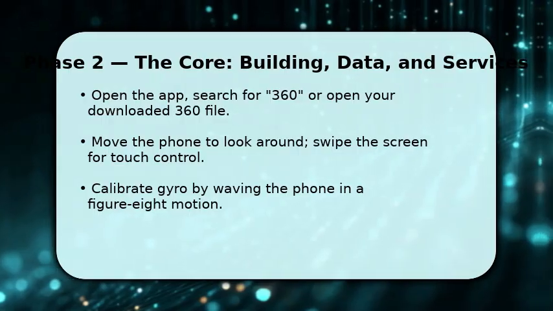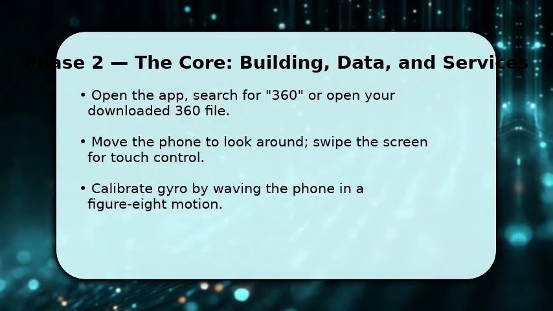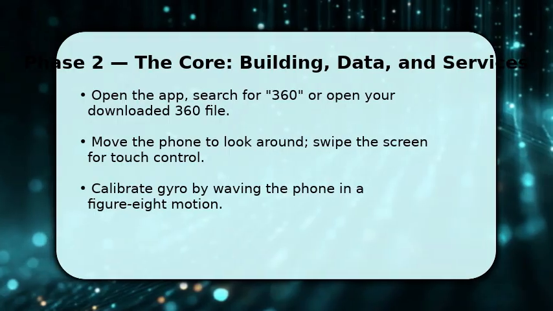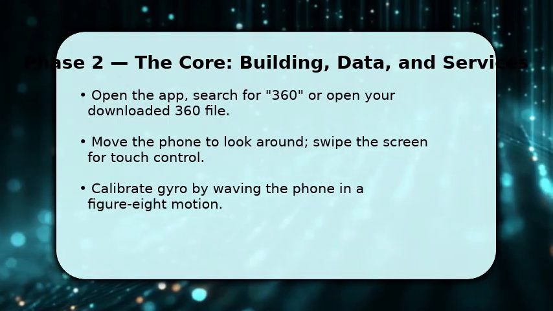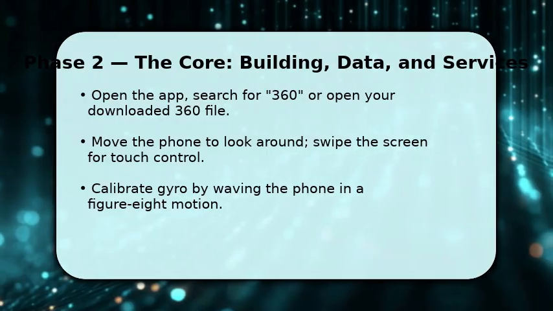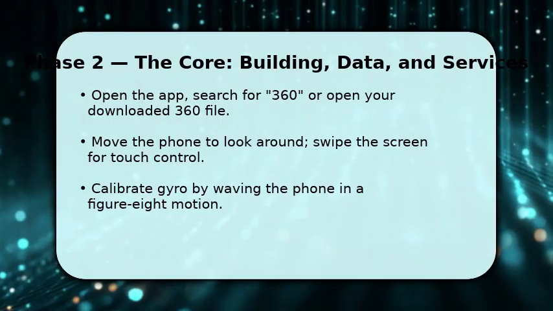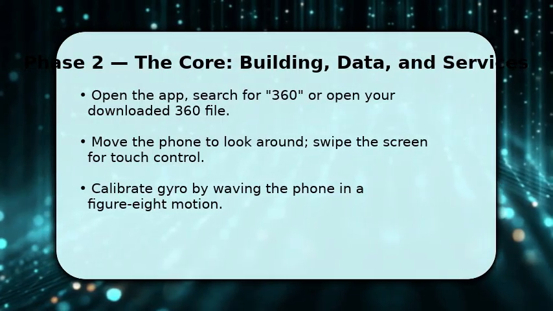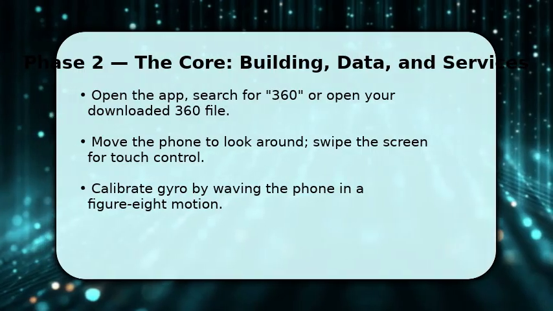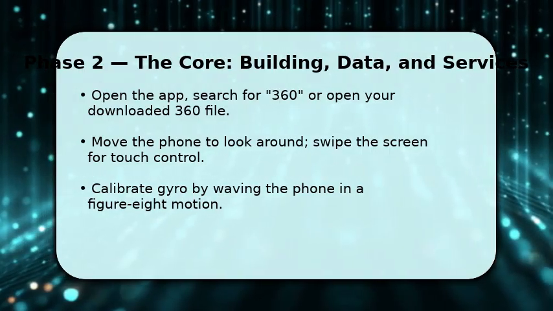Tap play, then use two methods to look around. Physically turn your phone so the gyroscope tracks your view, or drag with one finger to pan manually. Calibrate the sensors if the horizon drifts. Perform a slow figure-8 motion with the phone until the image stabilizes. Make sure to close other heavy apps to reduce stutter while the video plays.